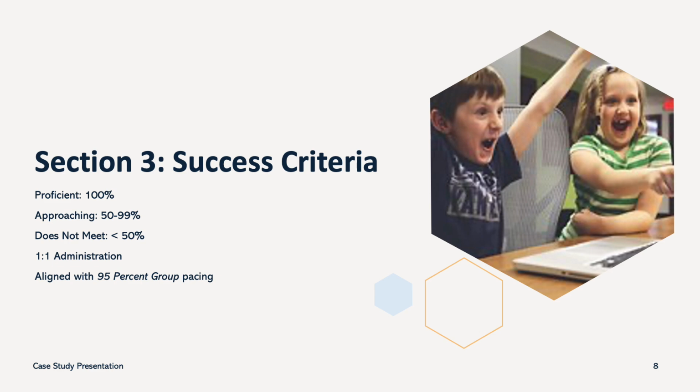All CFAs were administered one-on-one, which is developmentally appropriate for kindergartners, and ensures that we capture the true understanding rather than distractions or environmental factors. These success criteria were intentionally aligned with our 95% Group phonics pacing, so our instruction, assessments, and expectations were all connected. Establishing these criteria allowed us to maintain consistency across all kindergarten classrooms and gave us a reliable structure for analyzing student learning.